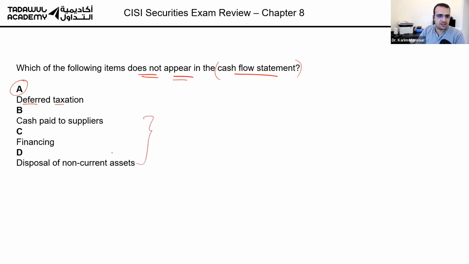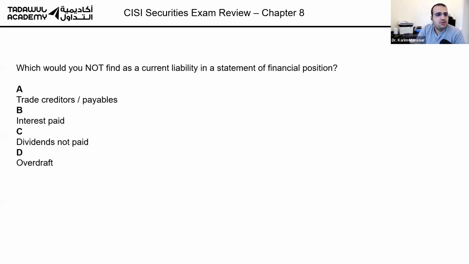All of these involve cash, so they will show up in the cash flow statement. Which would you not find as a current liability in a statement of financial position, balance sheet? So which of the following is not a current liability? Trade creditors and payables are a current liability. Interest paid is not a liability anymore. Why? Because you have already paid it. You are no longer liable. It's already been paid.